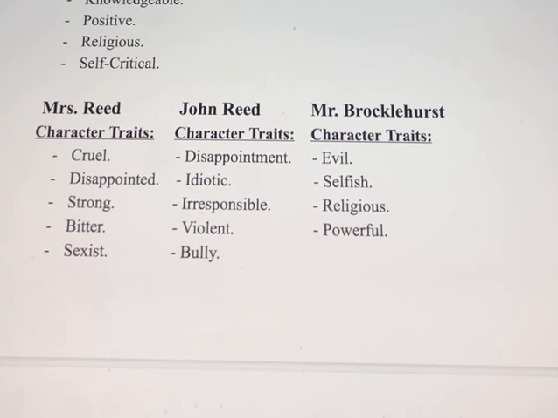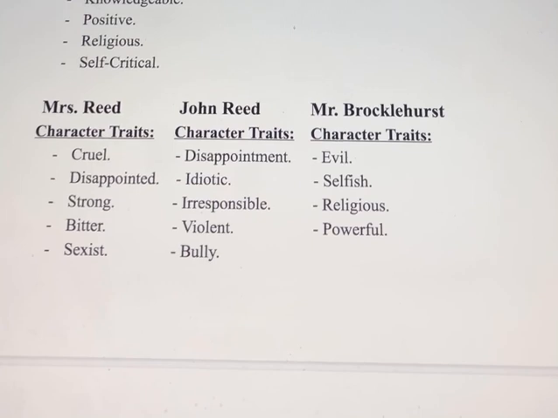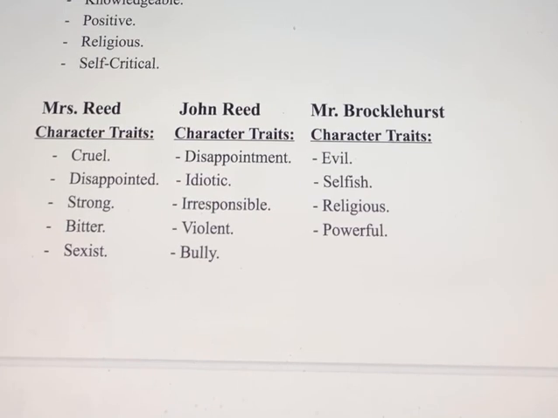Mr. Brocklehurst was evil, and he characterized religion as a way to be corrupt. He was a very selfish man. He was religious, and he was powerful. So he had this power at Lowood. Even when they found out that the treatments were bad, he did not get punished. He was just removed, but he did not get punished.